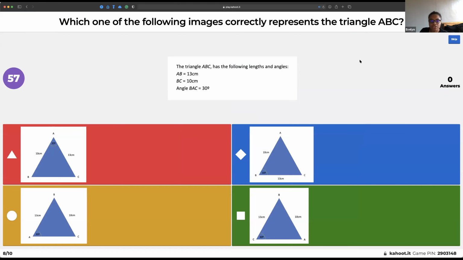Have a go at this question. So which of the following images correctly represents the triangle ABC? So as I said, in A level, you have to get used to drawing these triangles. So have a go at spotting which one is the correct representation.